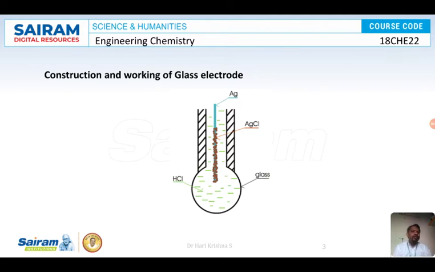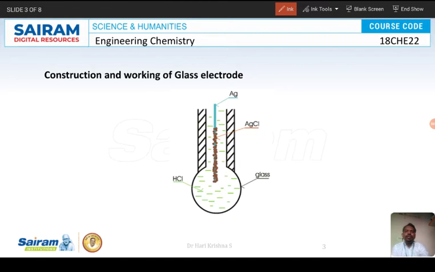When this is dipped in a solution containing H plus of unknown concentration, what happens? Due to the difference in concentration of H plus ions, an ion exchange reaction occurs across the membrane. So what will happen due to this? This ion exchange reaction occurs until the concentration of H plus ions inside the bulb and outside the bulb are equal.